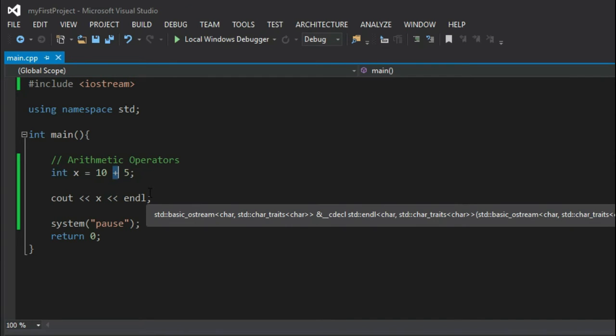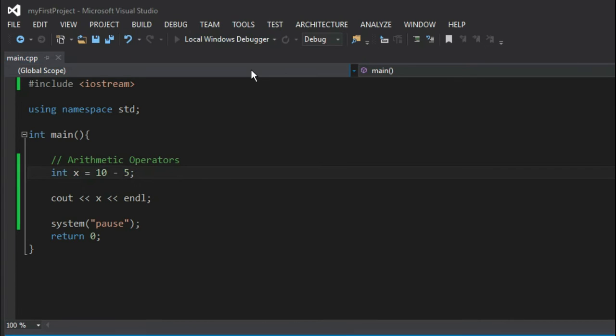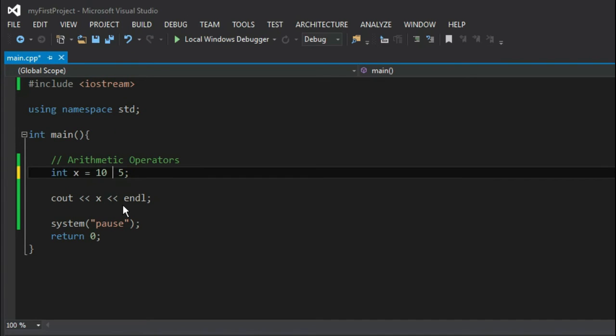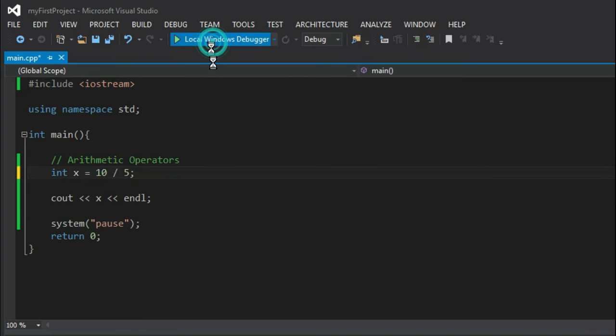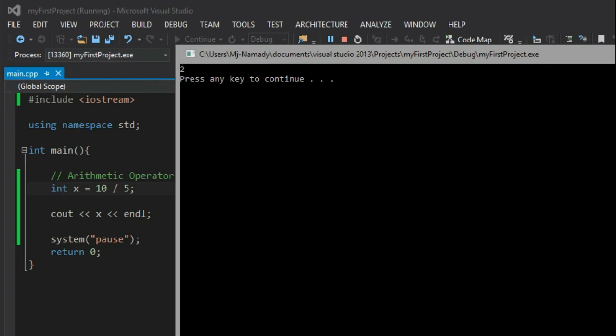So this is one instance of an arithmetic operator. We can also use minus. 10 minus 5 will give us 5. And we can also multiply. 10 multiplied by 5, we know what it's going to give us. It's going to give us 50, because 10 times 5 is of course 50. And we can also divide and say 10 divided by 5, we're going to get 2.